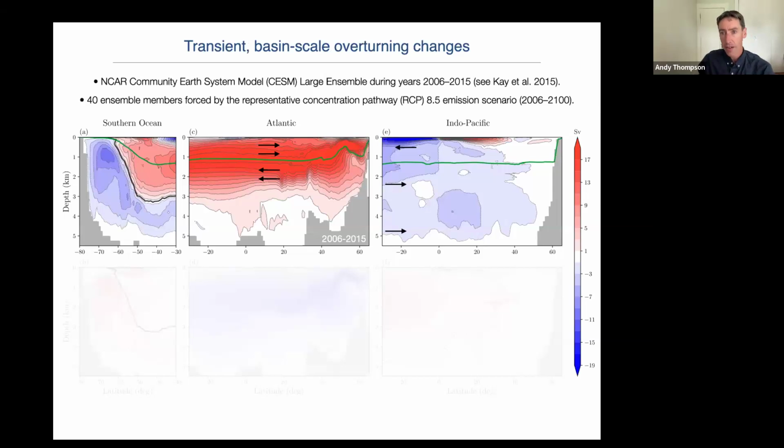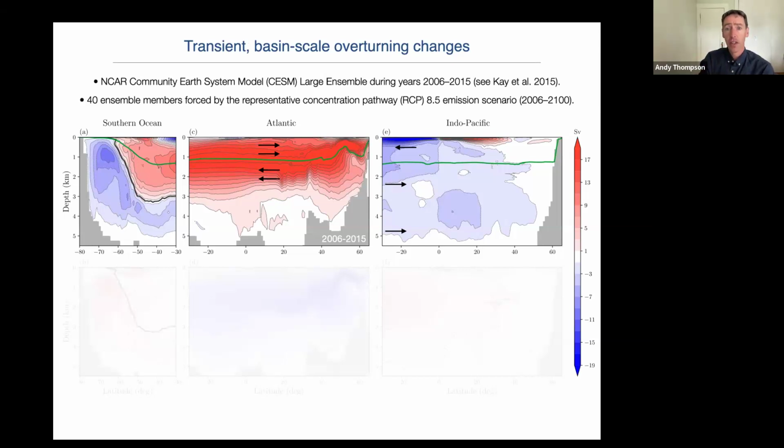So this is a rather idealized model that I showed you. I just want to show one slide here that shows that this response also happens in much more realistic general circulation models. So I showed you this picture before, which is the overturning circulation diagnosed in both the Atlantic and the Indo-Pacific basins from CESM. And again, you have this opposite overturning sign.